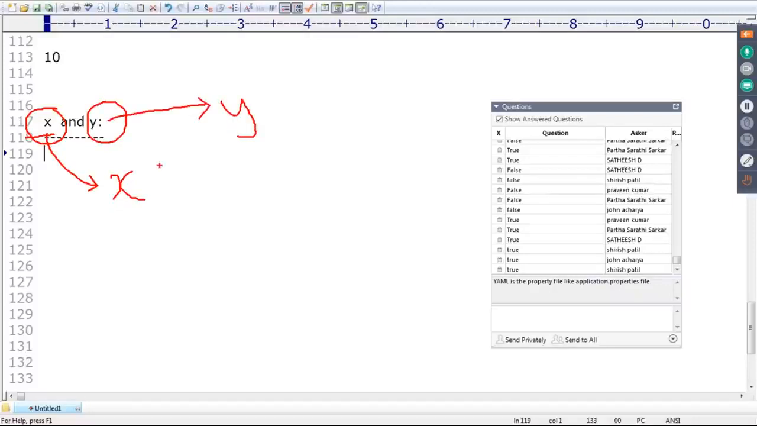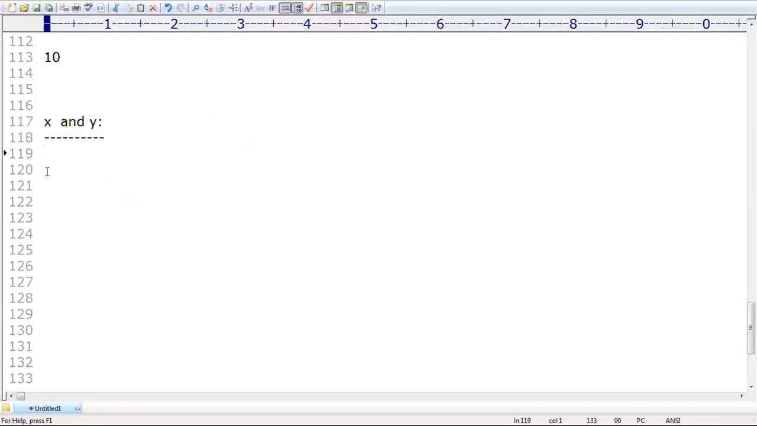Let me explain once again. If the first one evaluates to false, then the answer is always X only. If the first one is true, internally treated as true, then Y is the answer. Clear, right? Sir, let me document once again. If X evaluates to false, then return X. Otherwise, return Y.